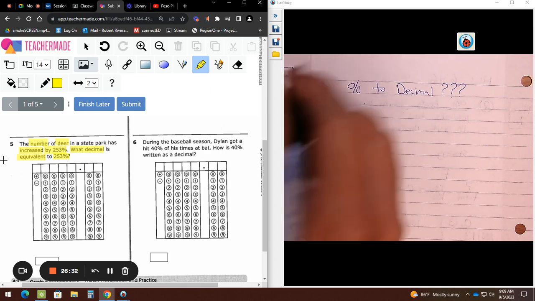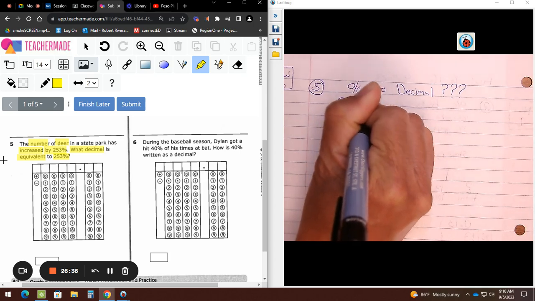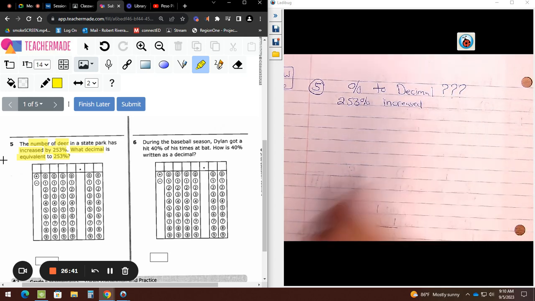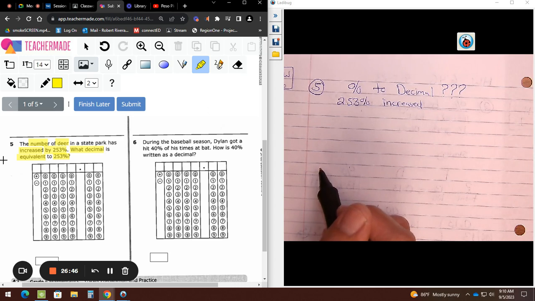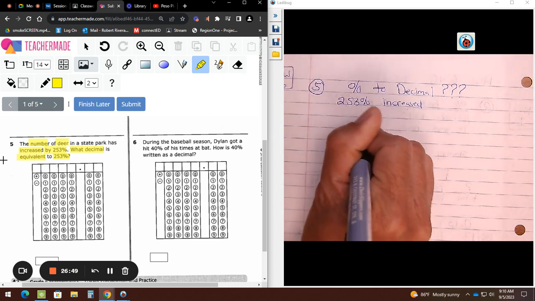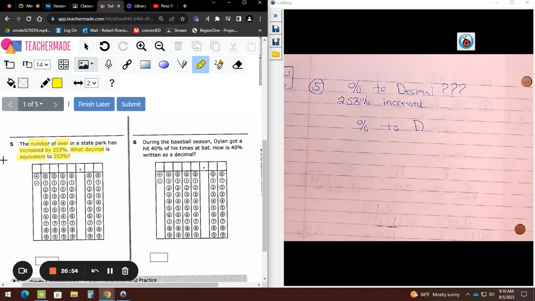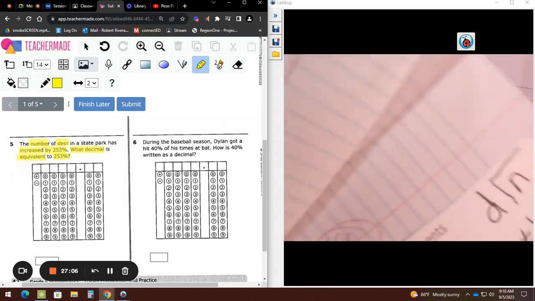So it's very easy. So what's the percent that they gave us? 253. And that's the increase, right? They mentioned that that's the increase, which is not important right now because I'm just going from percent to decimal. Okay. So our strategy is going from percent to decimal. Let's see what our strategy is because maybe I forgot. So where can I check if I forget stuff? Journal or video, right? Today was journal right now.